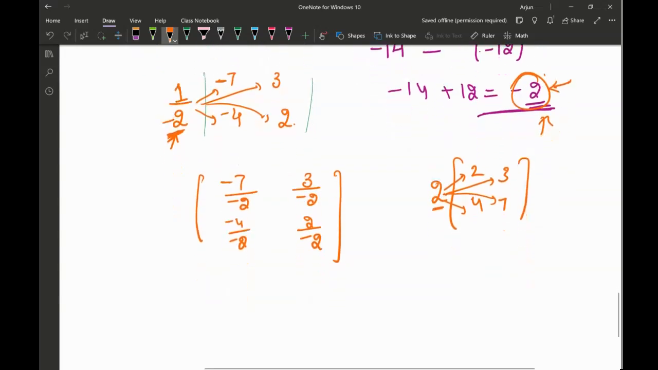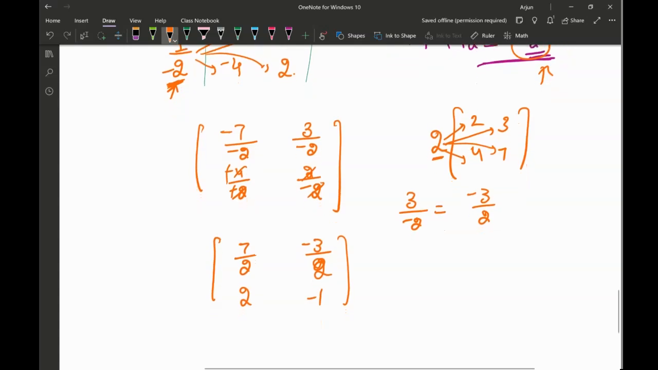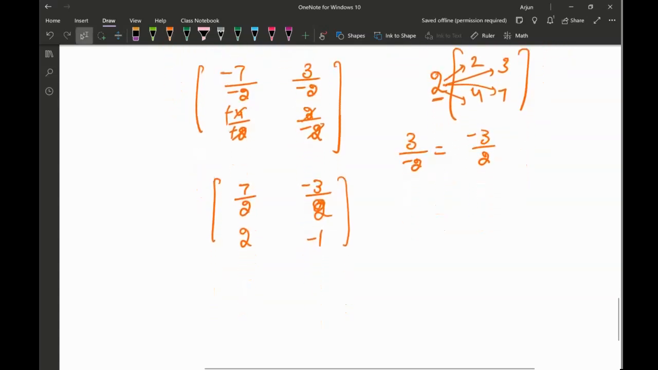So 4 2 over minus 2 is going to become 7 over 2. This will be a positive number, and this is minus 3 over 2. 3 over minus 2 can be written as minus 3 over 2. Now the next one, you could cancel these two, and then this is going to give me 2 here, and this is going to give me minus 1 down here. So we got the inverse of a matrix.